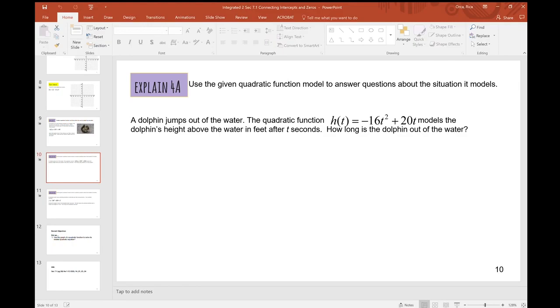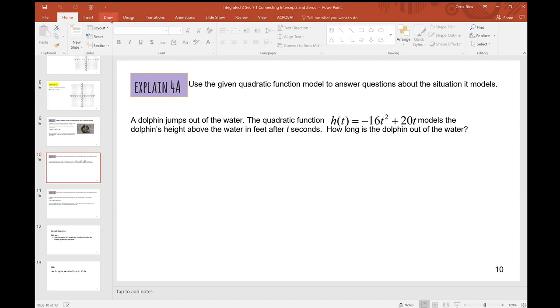It says, use the given quadratic function model to answer questions about the situation. A dolphin jumps out of the water. The quadratic function h of t equals negative 16t squared plus 20t models the dolphin's height above the water in feet after t seconds. How long is the dolphin out of the water?